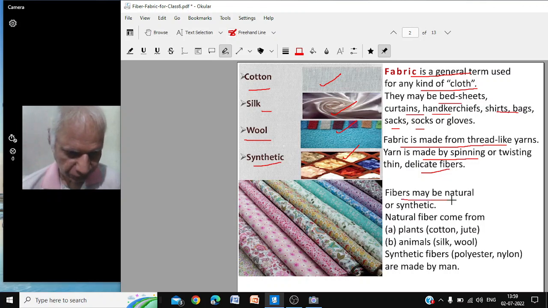Fabrics may be natural or synthetic. Natural fiber will come from plants or animals. From plants mainly we get cotton, jute. We also have flax and hemp, but in your syllabus you have cotton and jute. From animals, silk coming from the silk moth and wool coming from sheep or goat. And synthetic fibers, polyester and rayon or nylon, that is man-made synthetic fibers.